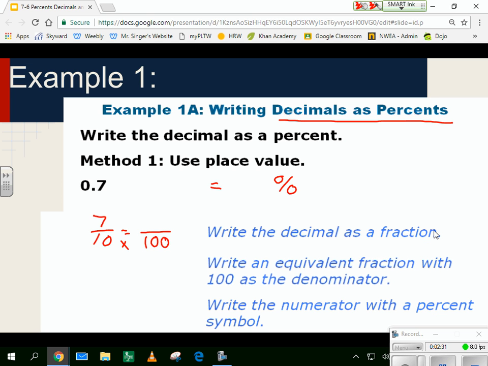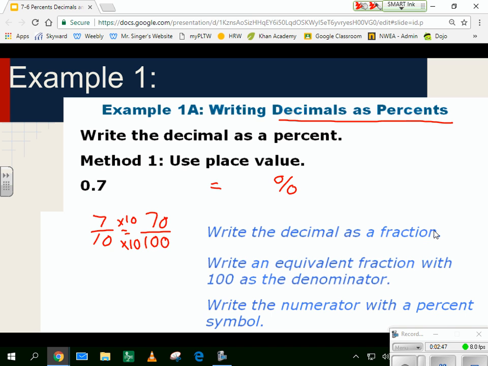So how do I do that? Well, obviously I'm going small to big, so I'm going to have to multiply. 10 goes into 100 10 times. And what you do to the bottom, you do to the top. So 7 times 10 is 70. Okay? So now you have 70/100ths.